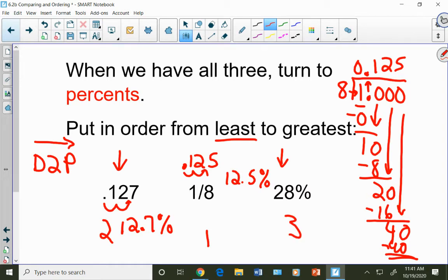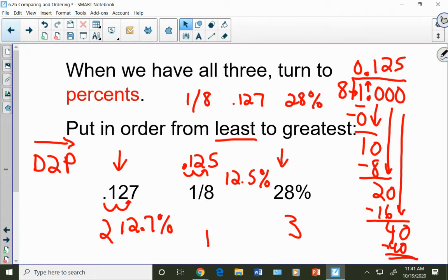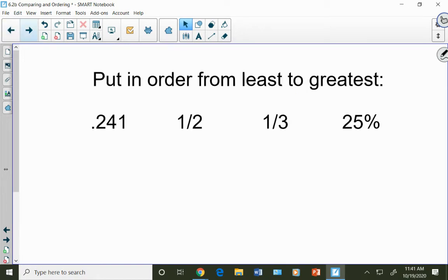So when we're putting those in order, 1/8 will be first, 0.127 will be second, and 28% will be the largest. We had to turn them all into percents. That's how it becomes easier. Okay, same thing here. Let's turn these into percents from least to greatest.